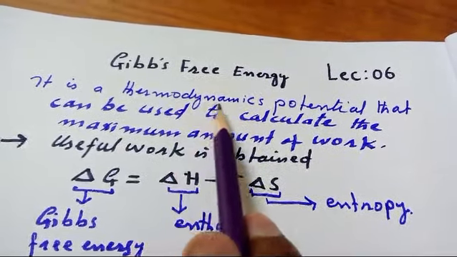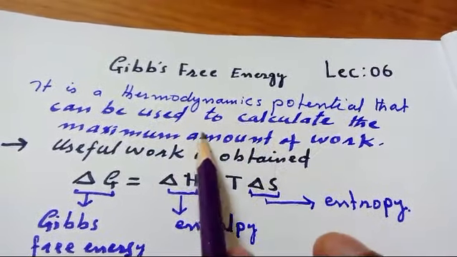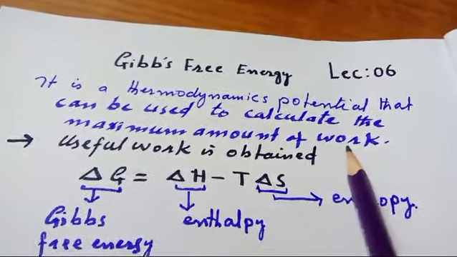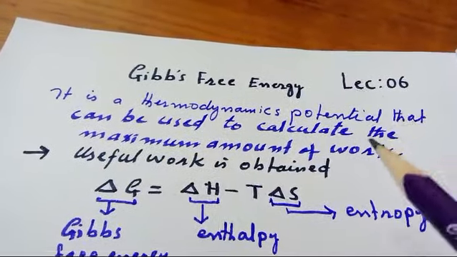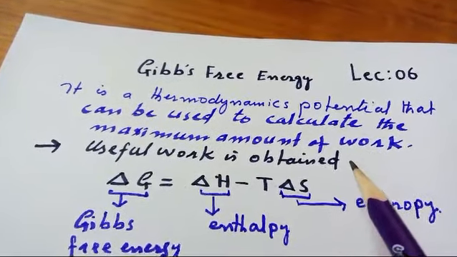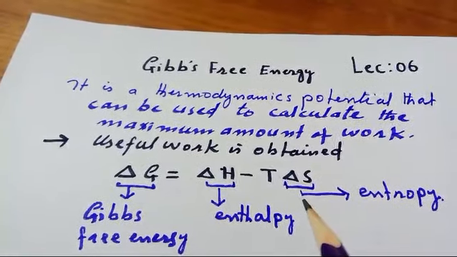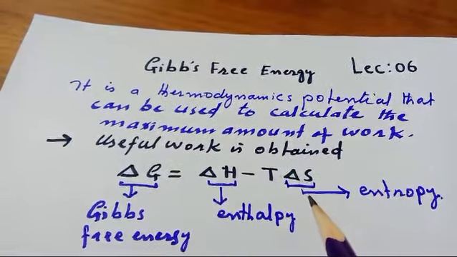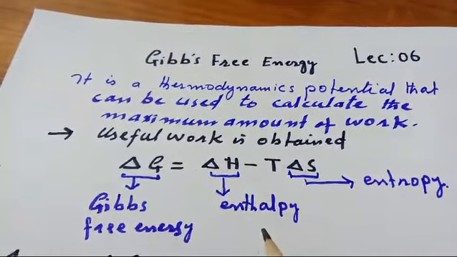So Gibbs free energy is a thermodynamic potential that can be used to calculate the maximum amount of work, the maximum quantity of work that can be extracted from the system. Gibbs free energy actually provides the useful work. Useful work can be calculated from the system.